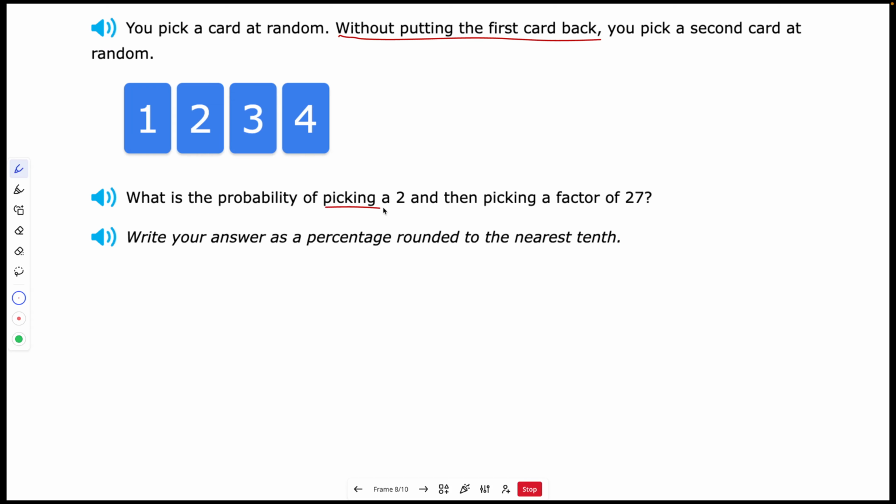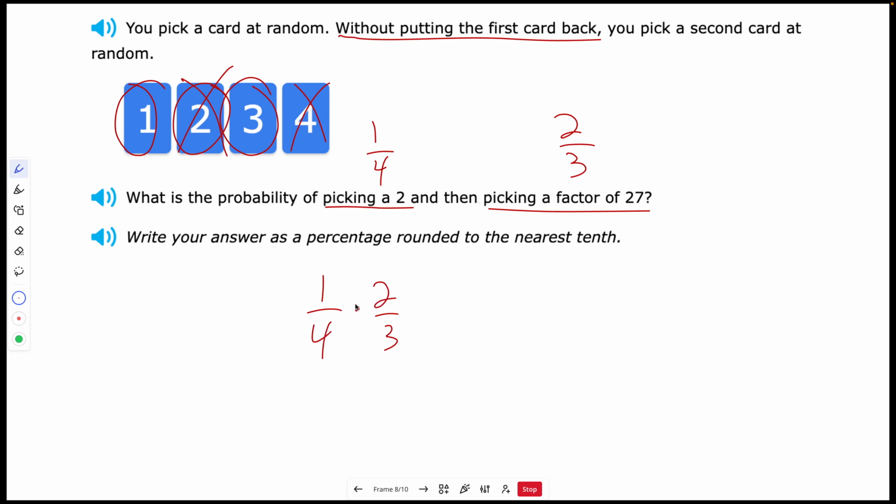What is the probability of picking a 2? So from all the cards, 2 is 1 out of the 4. Now remember, we don't put it back. So that 2 is no longer in the deck. Now, what is the probability of picking a factor of 27? Well, 1 is a factor of 27, 3 is a factor of 27, 4 is not. So there are 2 out of the 3 remaining cards. And now we just do our same process, multiply the fractions.